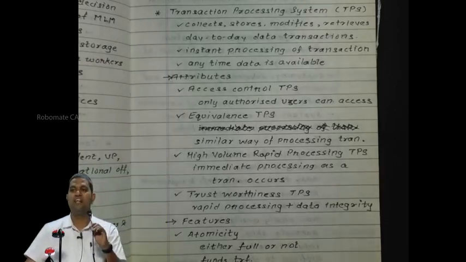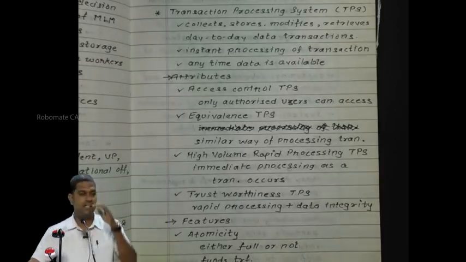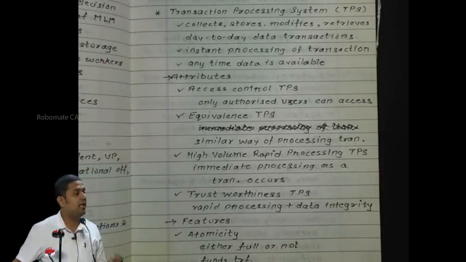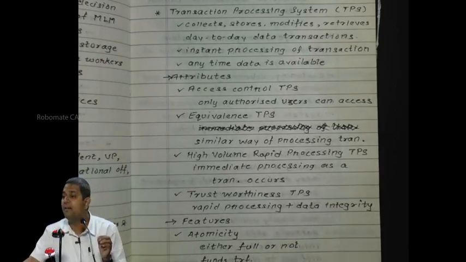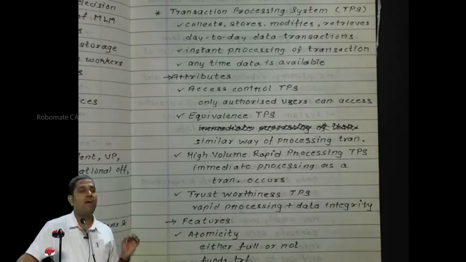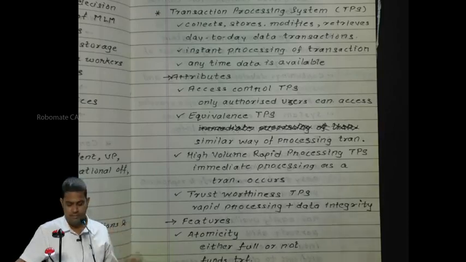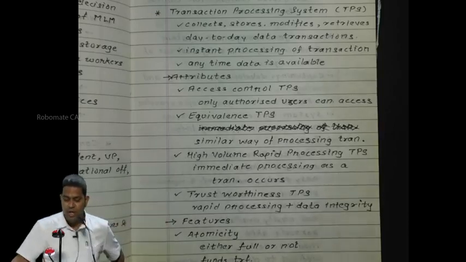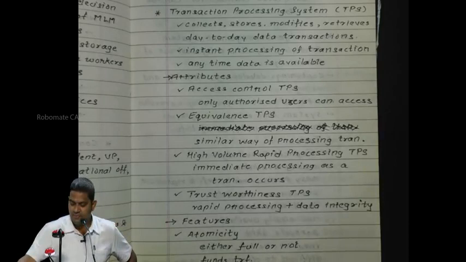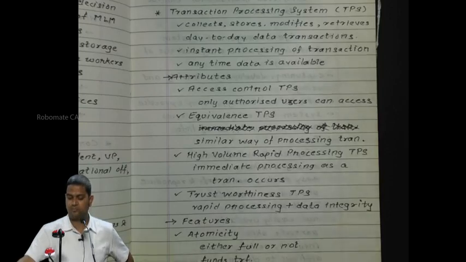If you change the way you are processing the transaction, there is quite a possibility that you won't get the expected results. So equivalence TPS ensures that all the transactions are being processed in the same manner, in a similar manner, in a subsequent manner. That is called equivalence TPS.